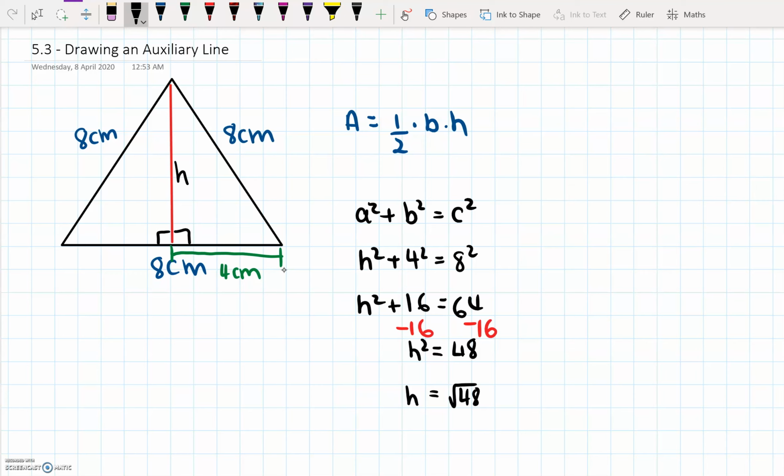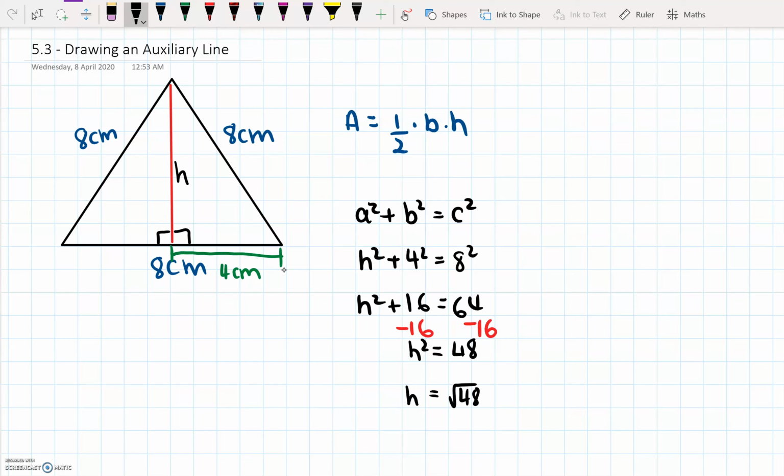So if we round this now to a decimal, then we're actually changing the accuracy of our final answer. So we're just going to leave it like this.